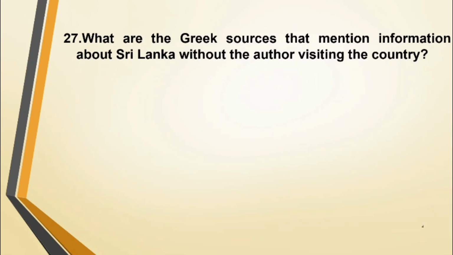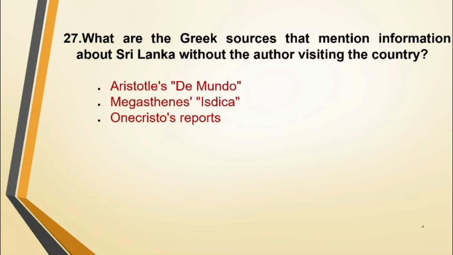This is question number 27, because 26 questions were included in the first video. This is video part 2. What are the Greek sources that mention information about Sri Lanka without the author visiting the country? Understand the question: the author didn't visit the country. There are three sources: Aristotle's Dumendo, Megasthenes' Indica, and Anachristo reports. These are the three sources that mention information about Sri Lanka without the author visiting the country.